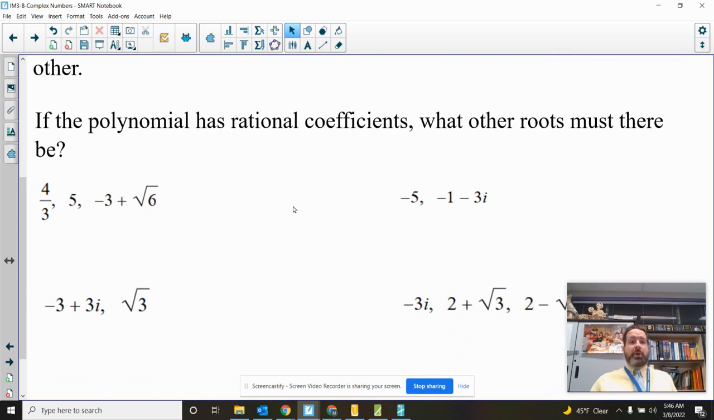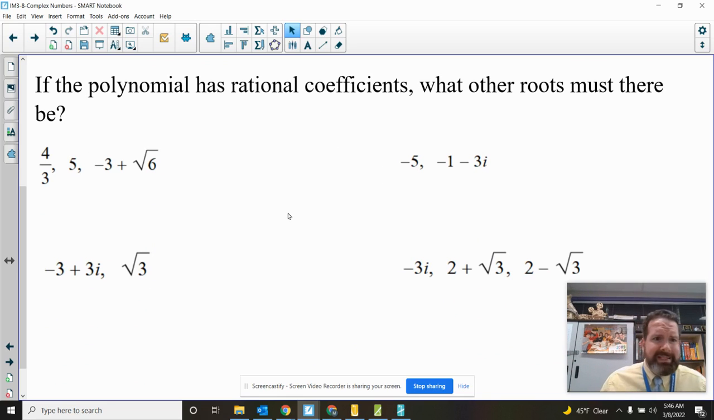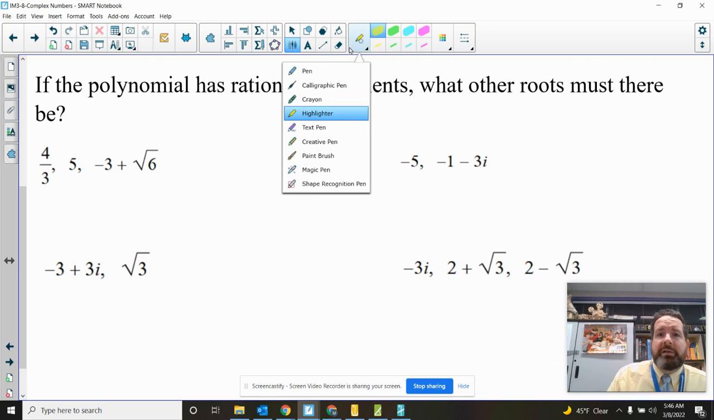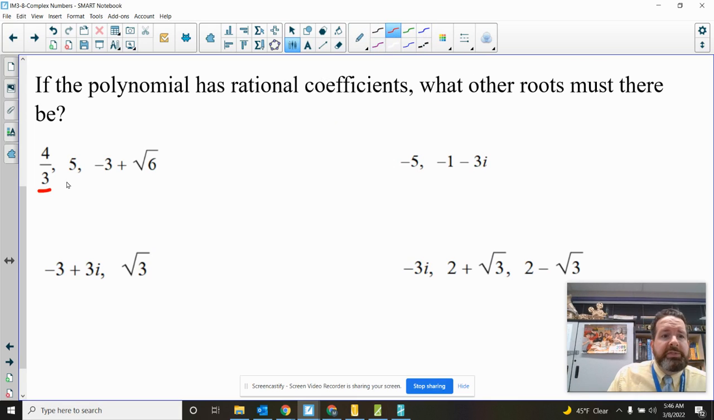So how does this show up? What are you going to be asked to do? Well, it's this. If I tell you that a polynomial has roots of 4/3, 5, and -3 plus root 6, what other roots do we know there must be, if any? Let's take them one at a time. 4/3 does not have a square root in it, is not imaginary, it doesn't tell us anything. Neither of our theorems apply. 5, that's just a positive whole number. No square root, no imaginary. Neither of our theorems apply.